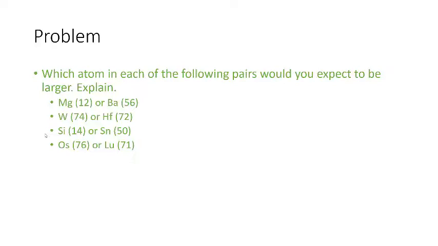Lastly, we have osmium, which is 76, and then we have Lu, which I think is leucine, which is number 71. Same sort of justification here. Leucine has a lower effective nuclear charge than osmium. Therefore, leucine should be larger.